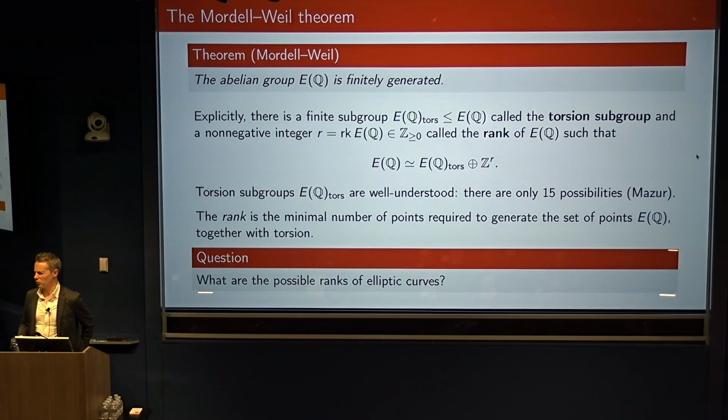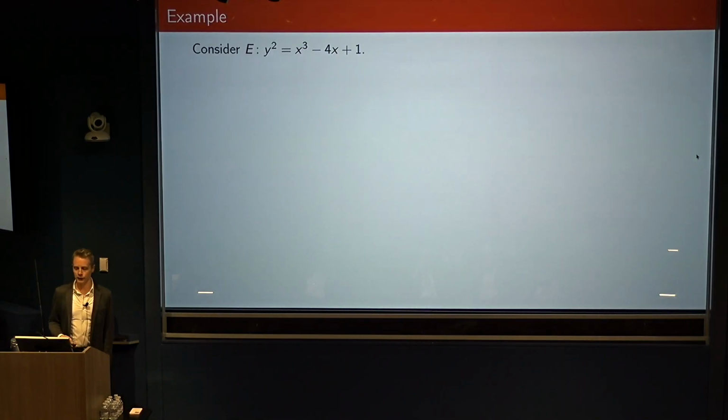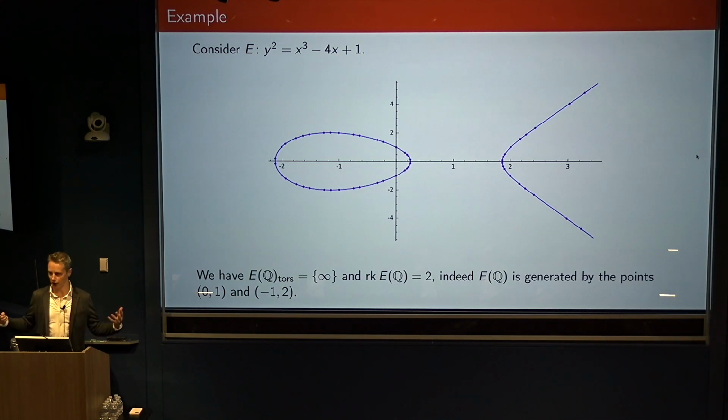And our question is, so what are the possible ranks of elliptic curves? Now, this is the elliptic curve from the video. Here's a picture of the set of points that you can begin to generate. And just to connect all the dots, the torsion of this elliptic curve is trivial, just the point of the identity of the group. The rank is 2, and those are the 2 points that we started with.